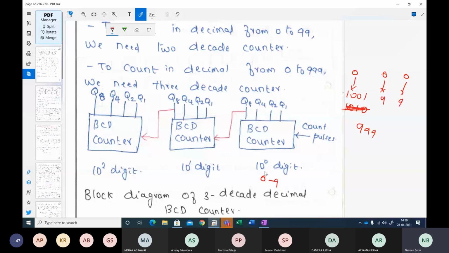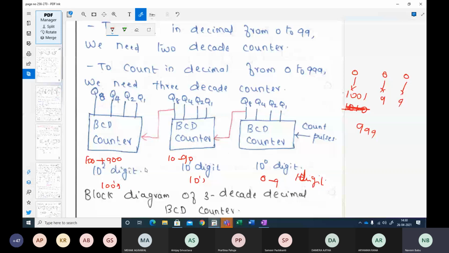0 to 9 can be represented as the zeros digit or the ones digit. Then the tens digit. So these are ones digits, these are tens digits, and these are hundreds digits. So by cascading, this counter can count from 0 to 9. This counter can count from 10 to 90. Combining this, I can count from how much? 0 to 99. This counter can count in terms of hundreds, 100 to 900. So cascading this, I can count from 0 to 999.